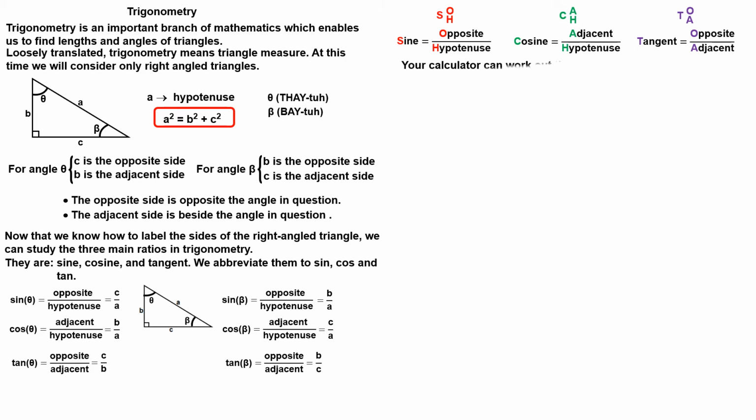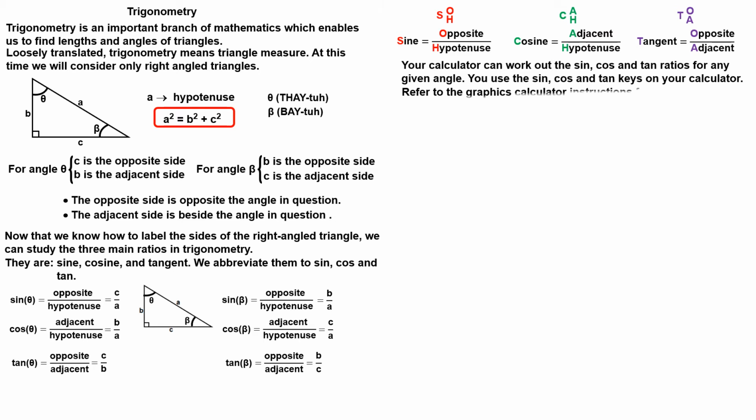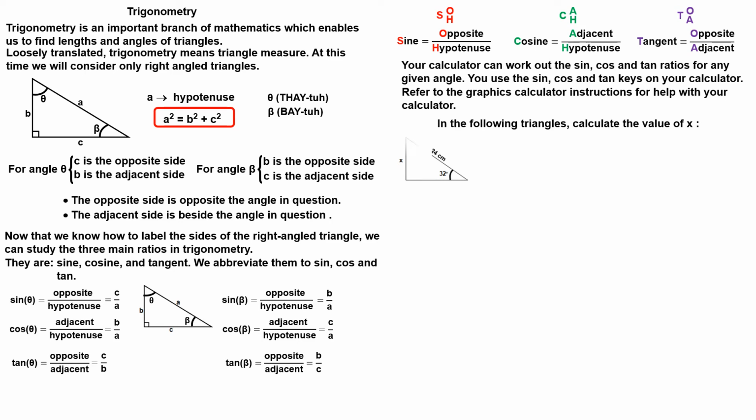Your calculator can work out the sine, cosine, and tangent ratios for any given angle. You use the sin, cos, and tan keys on your calculator. Refer to the graphics calculator instructions for help with your calculator. Let's see how it works. In the following triangles, calculate the value of x.